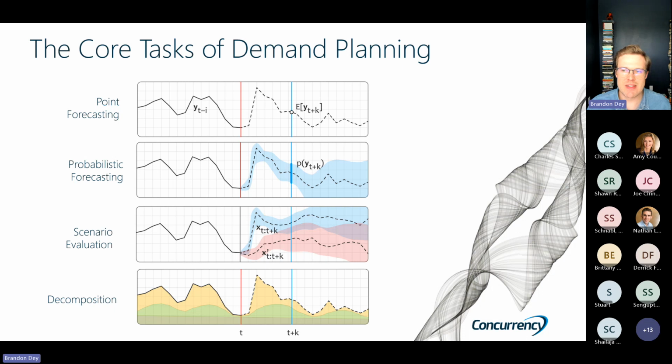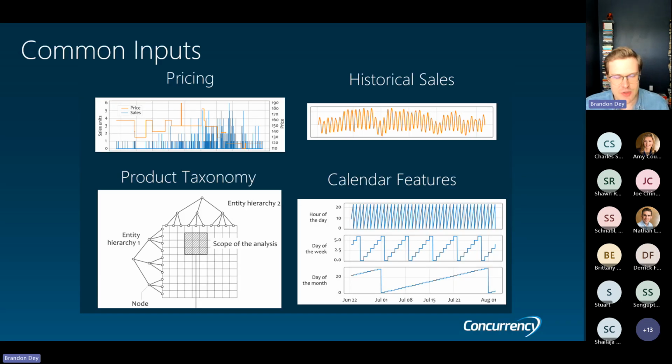So it's conceptually possible to build a single demand model that addresses all of these tasks and scenarios at once. It's way more common to build multiple specialized models for different use cases. And that's really what I'm going to talk about moving forward.